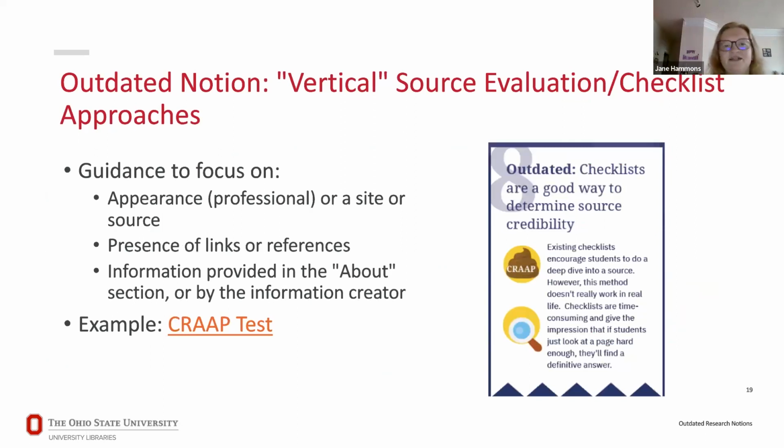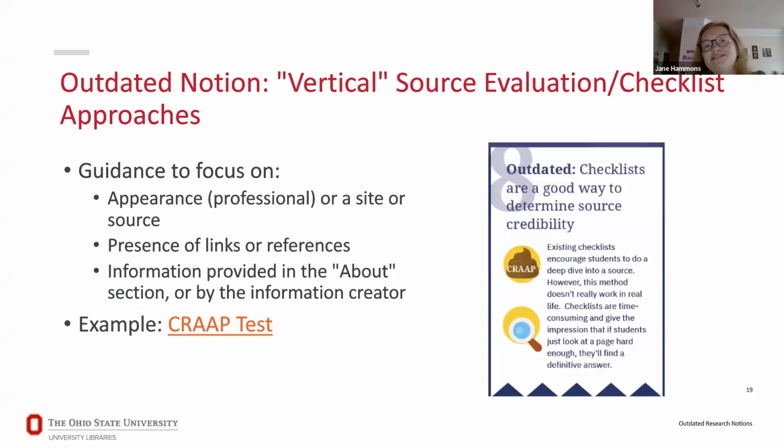So that's the first outdated notion, which is very closely connected to this second one. This is sort of part of the same one: vertical source evaluation guidance. So checklist approach guidance, such as the CRAP test, as someone mentioned in their comment, right? If you're not familiar with the CRAP test, this is a sort of checklist for evaluating sources that encourages students to look at five factors: currency, relevance, authority, accuracy, and purpose. I knew I was going to forget this: currency, relevance, purpose, accuracy, and authority.